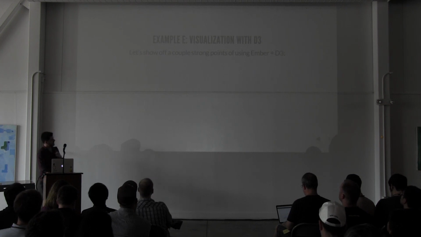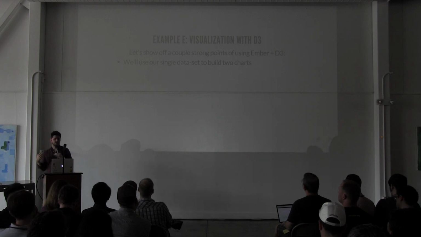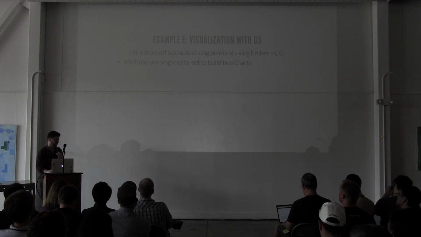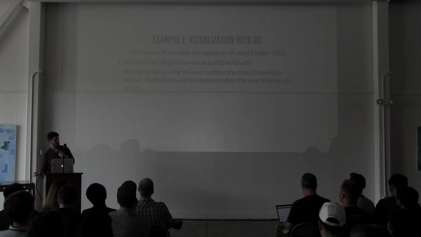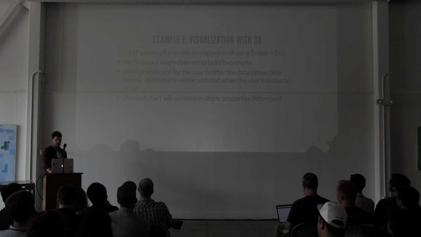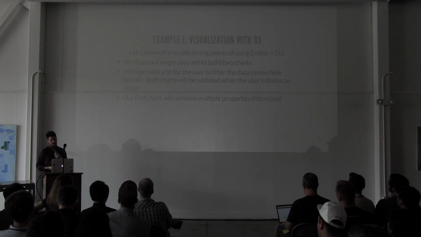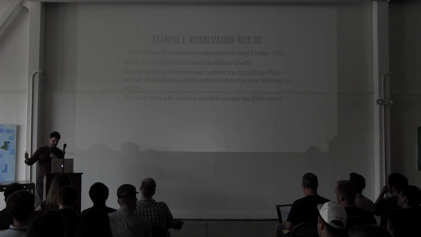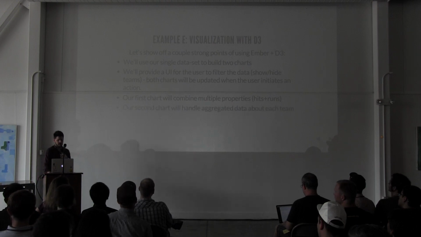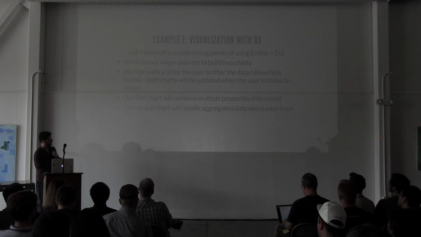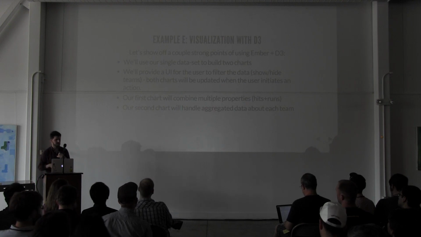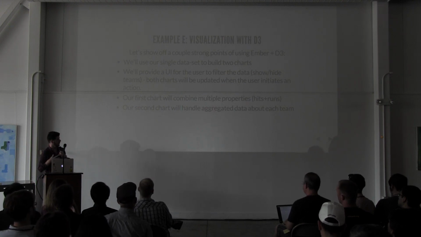We're going to kind of take advantage of some of the really nice things that Ember with D3 lets you do. We'll use a single data set, just like we've been doing before, but we're going to leverage 2 different charts with that same data set without having to split it up. We're going to provide the UI for the user to be able to filter data in and out, which is pretty nice. They can kind of select what teams they want to see and which ones they don't. Our first chart is going to combine multiple properties, so it's not just going to be showing hits at once or strikeouts at once. And our second chart is going to handle aggregated data. So we're going to do a little bit of a transform on it as it comes into the component, and we're going to make that data stand out.